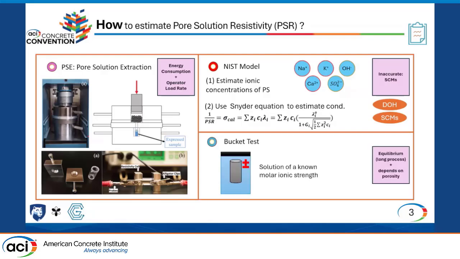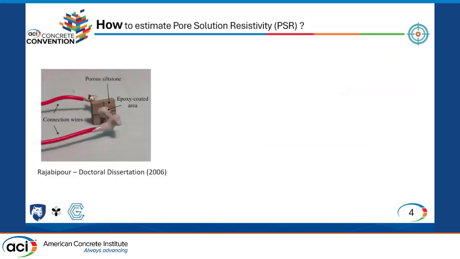And the last method is through the bucket test. We just drop the concrete in a well-known ionic solution, and then ionic exchange and leaching will occur until we reach an equilibrium where inside the concrete the ions are the same as in the solution. This has the highest error in general, because the equilibrium happens with time, and it depends on the diffusion and the porosity of the sample itself.